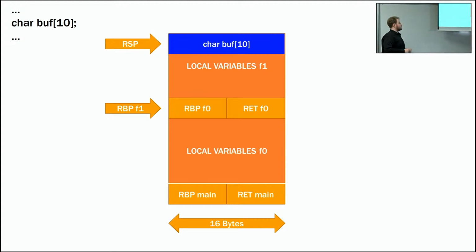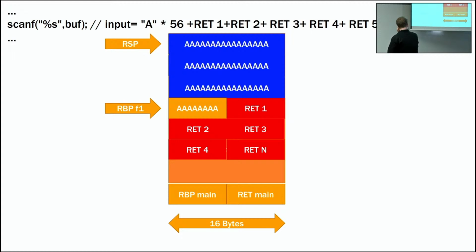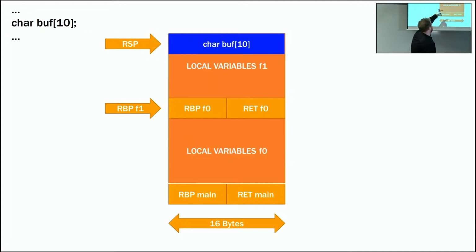Basically, if we initially start with something like this, and then we have a vulnerable scanf that lets us overflow the stack, we basically overflow everything until the first return address. So I go back, we have the return of the f0 function. When the f0 function finishes, it will return back to the address that's written at ret f0.